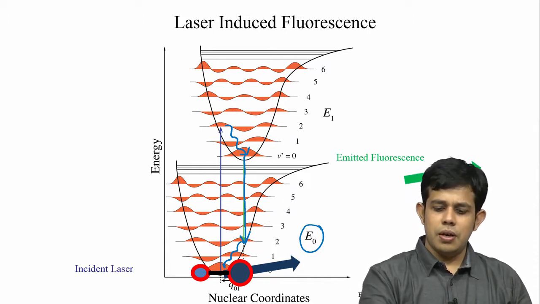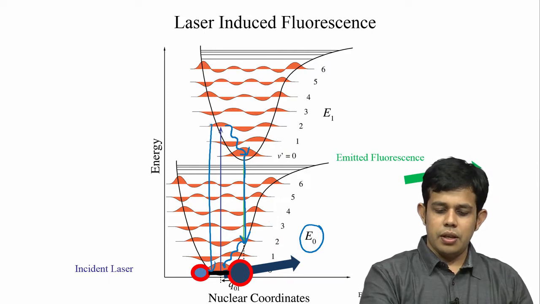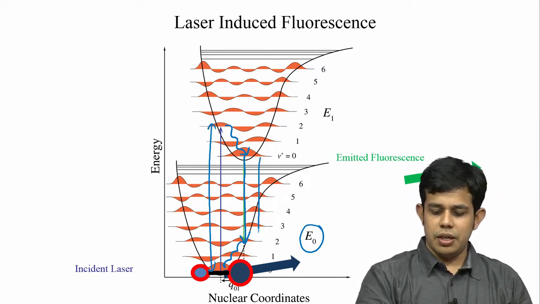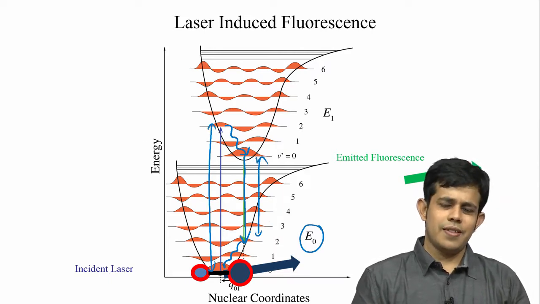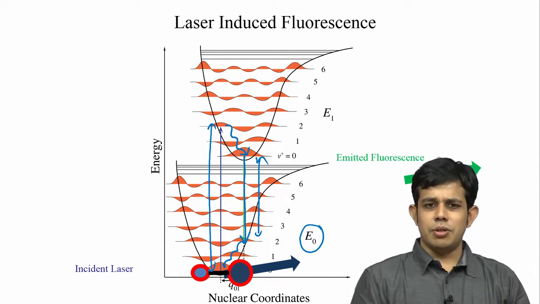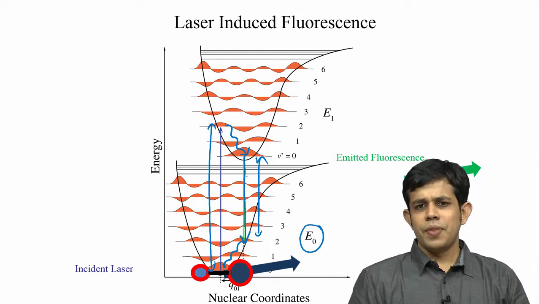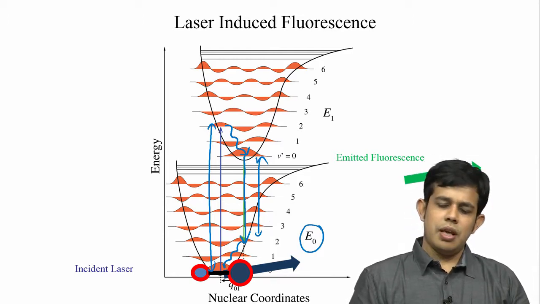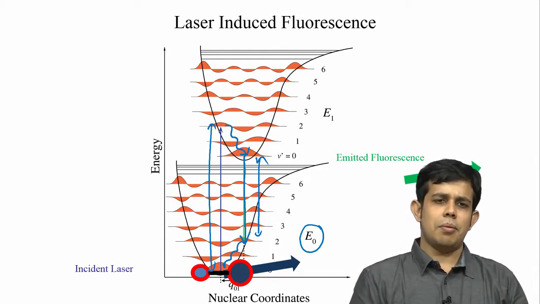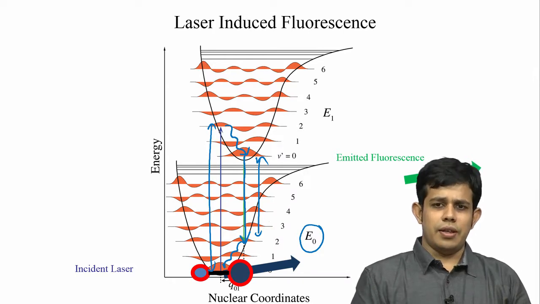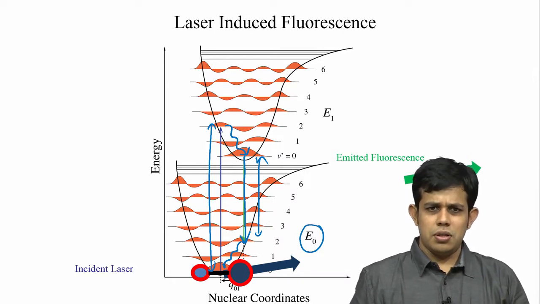Number one, you see that this energy level in this energy coordinate is much greater than this energy level. So, the energy absorbed is greater than the energy released in terms of the photon, and that is because some energy is lost in this intersystem crossings. Okay. As a result, because the emitted energy is less than the absorbed energy, the emitted wavelength in fluorescence, laser induced fluorescence, is always greater than the absorbed wavelength.